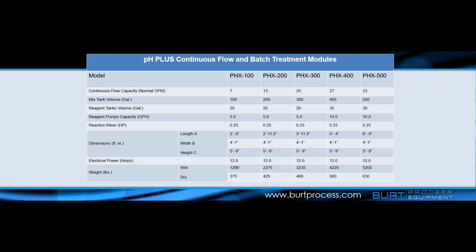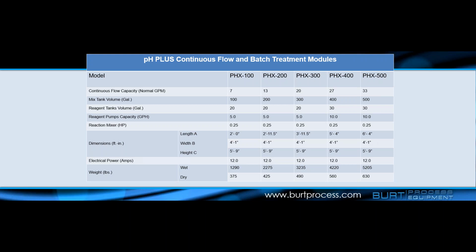So, for example, if you have a very small lab or small facility, the PHX 100 is just 2 feet by basically 4 feet by 5'9". It can be plugged into a 120 volt wall outlet as a fully engineered system. The larger unit, 6'4" by 4' by 5'9", isn't much bigger than a standard office desk at that point.